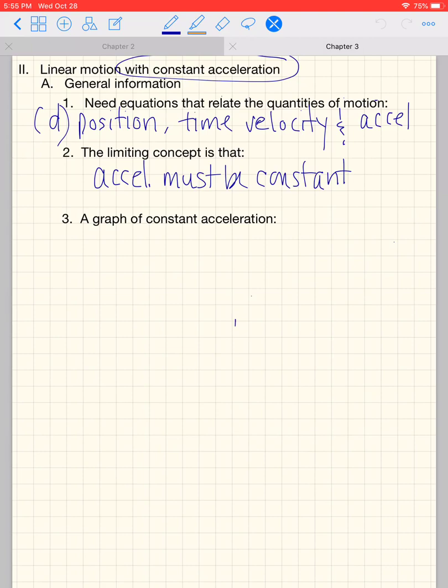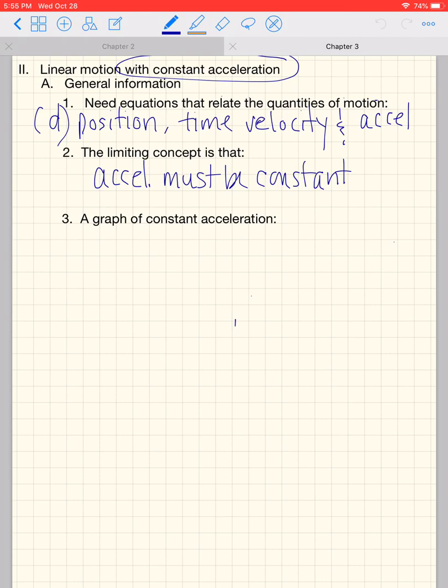Basically today what I'm going to be doing is giving you some equations that will allow you to take whatever data is given to you and find a way to work with it. In order to start with that, a couple of conditions we have to lay down first. General information, we need equations that relate the quantities of motion. And the quantities of motion, now that we've dealt with all of this, are position, which we call d, or distance or displacement, time, velocity, and acceleration. So we need equations that can mix and match those varieties of quantities.